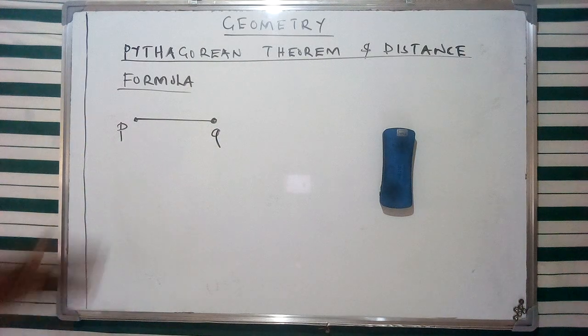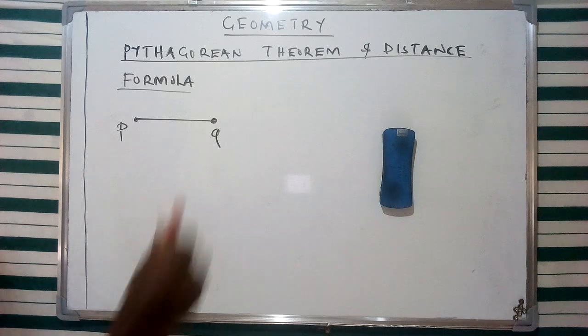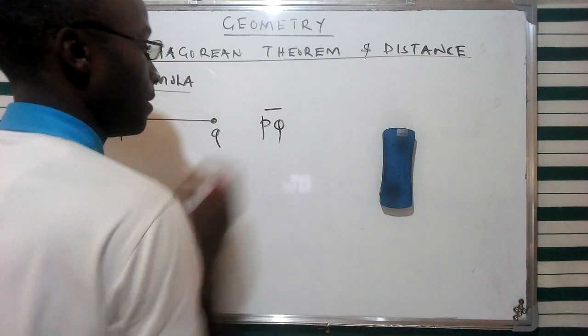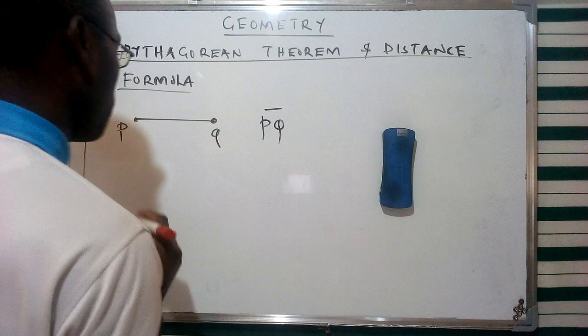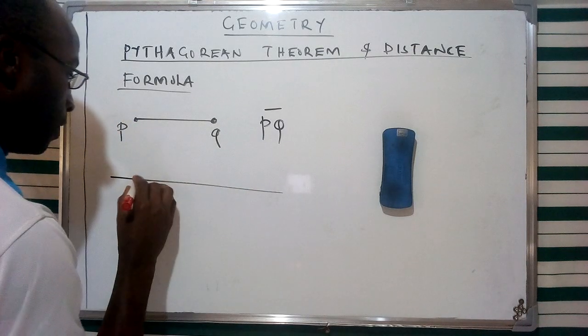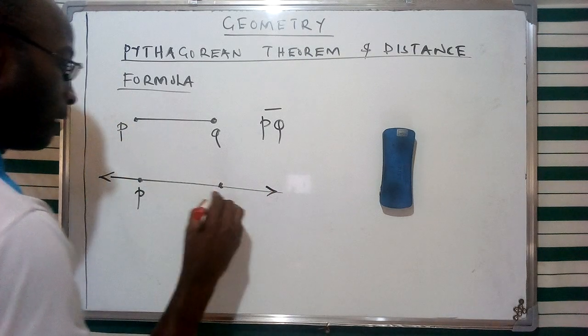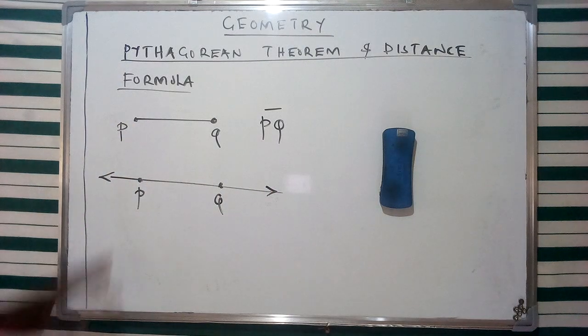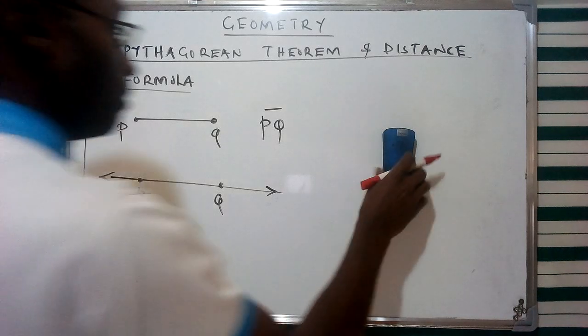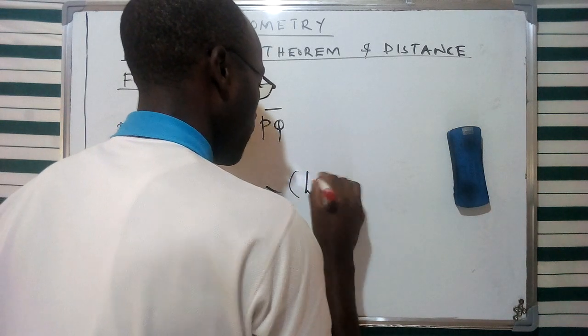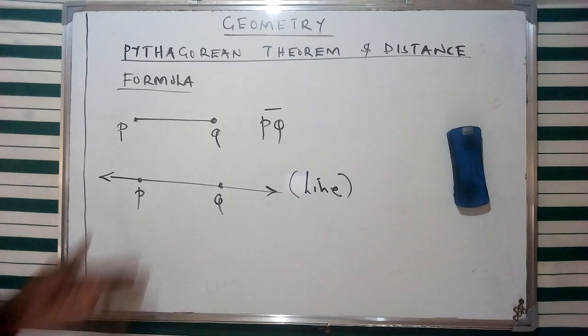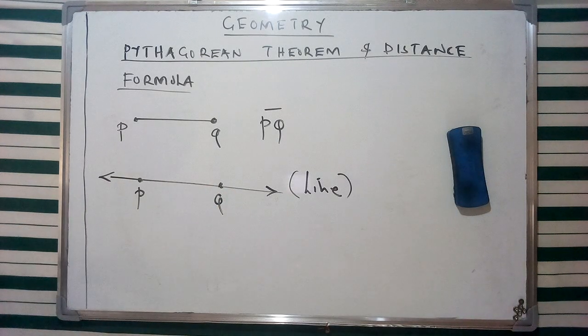Now, if this segment, which is denoted as PQ, is extended infinitely in both directions, then we are going to have this. Let me use another example. You can have PQ given as such, extending to the right and left infinitely in those directions. Then we have what we describe as a line. So we can define a line as a set of points which extend infinitely in the right and left direction, or in both directions.